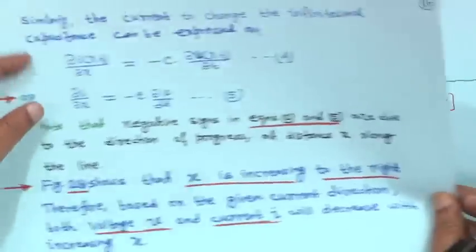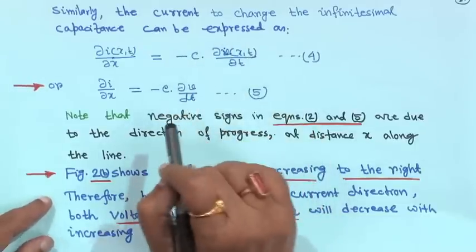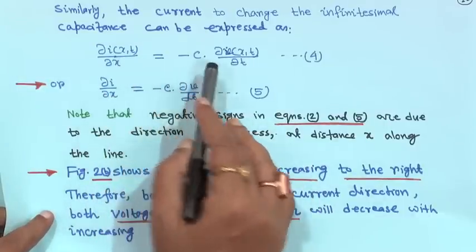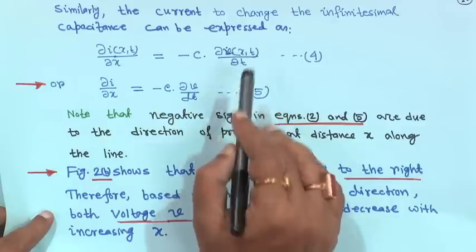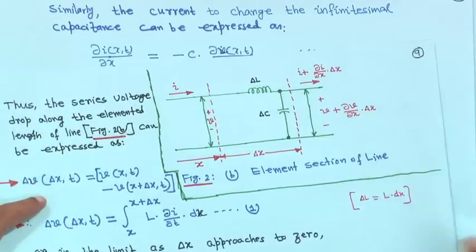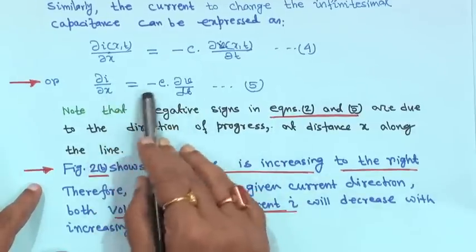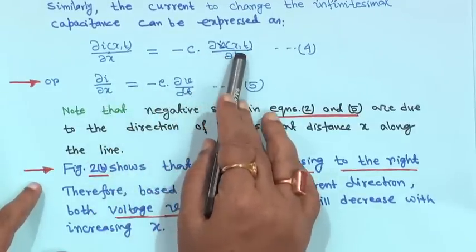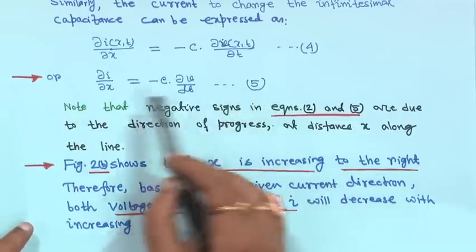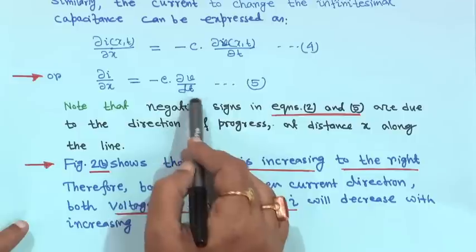Similarly, the current through the infinitesimal capacitance can be expressed, as we know, ∂i/∂x is equal to minus c ∂v/∂t, where v is a function of x and t. We can write this equation from this figure. So, ∂i/∂x is equal to minus c ∂v/∂t. Just once I have written i and v as functions of x and t; after that I am not writing it again and again, but it is understandable.